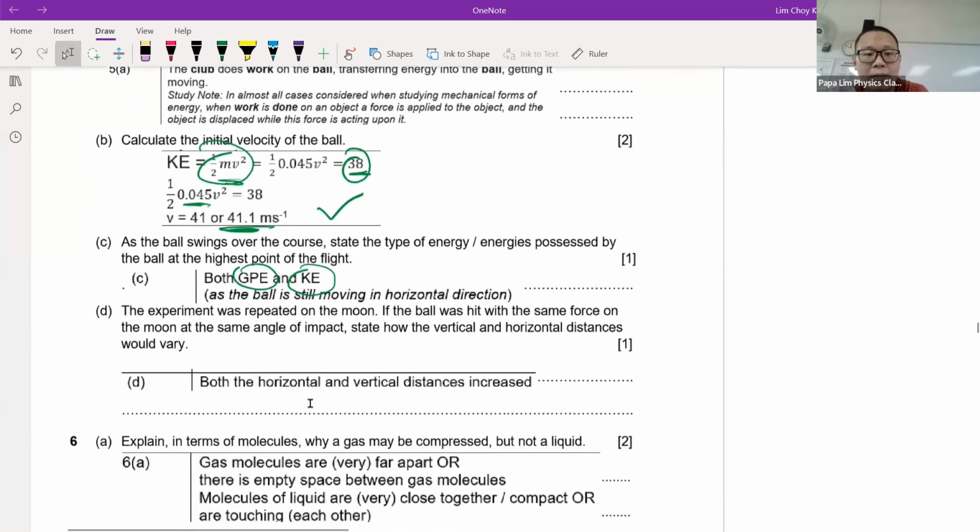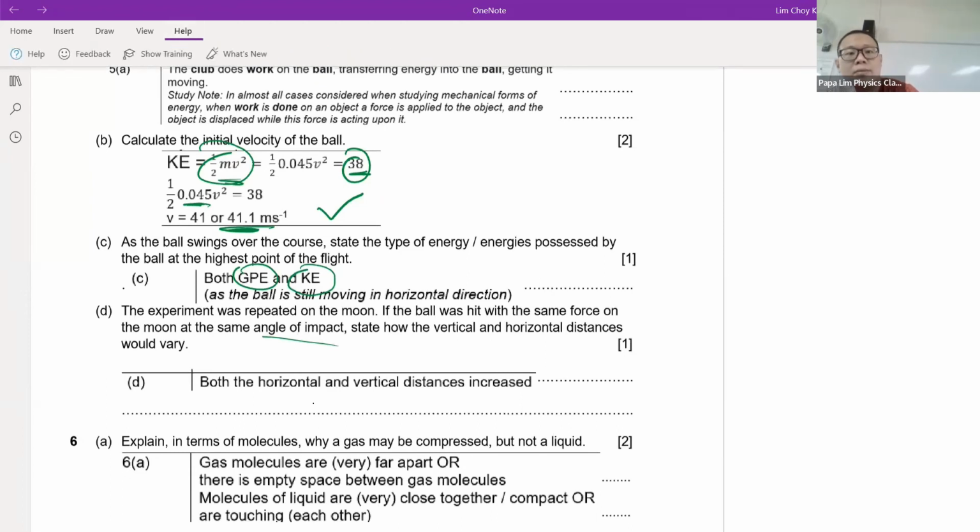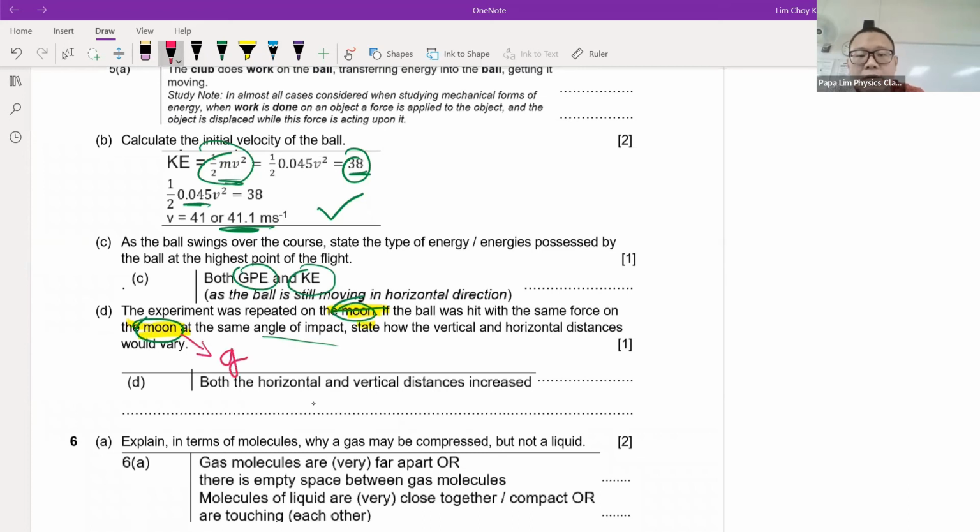Now, what happens is I have the same impact, the same angle, the same forces, but now I only do the experiment on the moon. The moon is the only change that I make. On the moon, the gravitational attraction, the gravitational field strength, will actually be smaller. This is what we need students to know. The gravity field strength will actually be smaller.